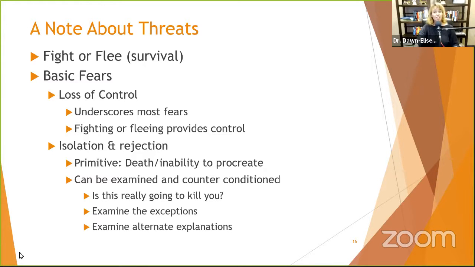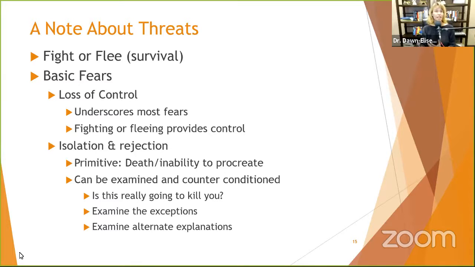Some of these fears can be counter conditioned. So we want to ask them, it may feel devastating right now, but is it going to kill you? Is it totally a life-threatening situation that this person rejected you? No. It may feel like your heart's being ripped out, but is it likely that it will actually kill you? No. Let's look at the exceptions.